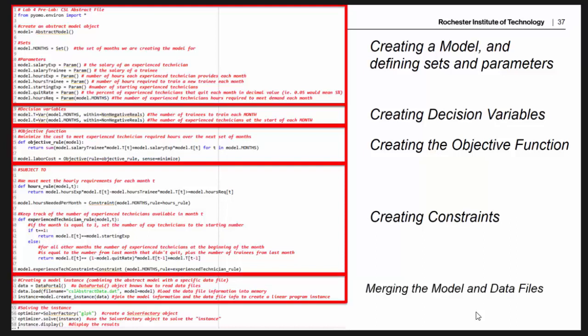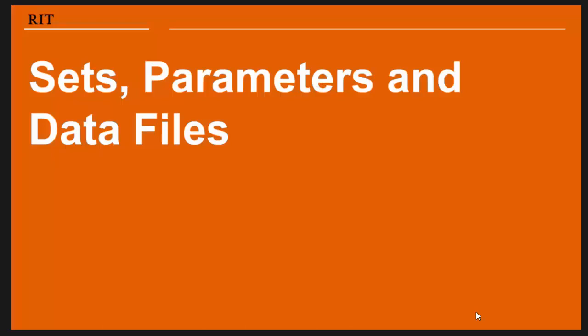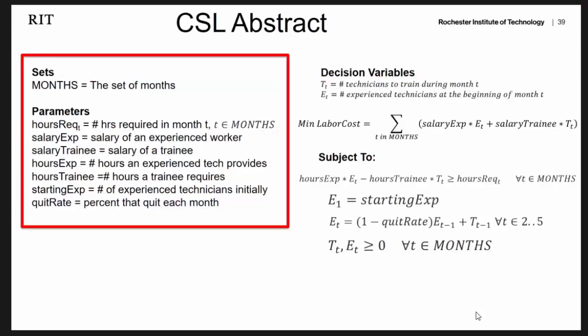And then down towards the bottom, we have some code that's basically taking our model definition and merging it with our data file so that we create a model instance. And then the last few lines of this model file basically solve the instance that we've made. So we're going to start off coding our sets, parameters, and our data file. So if we look at our CSL abstract model, we're going to be doing everything in this red box over here. We're going to create our sets, we're going to create our parameters, and then we're going to put the information for those parameters into a data file.